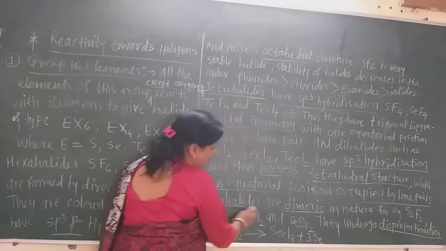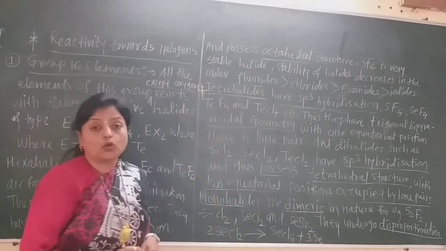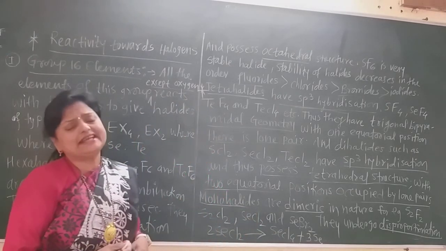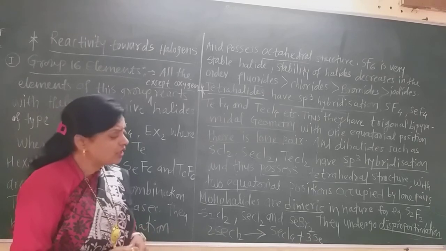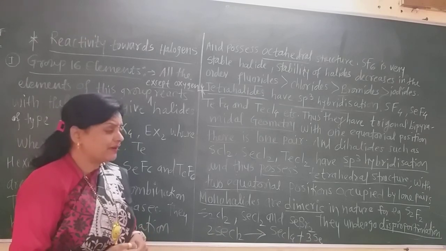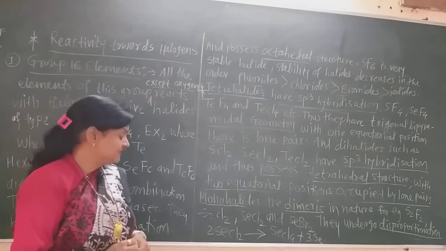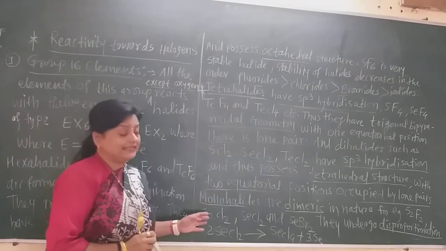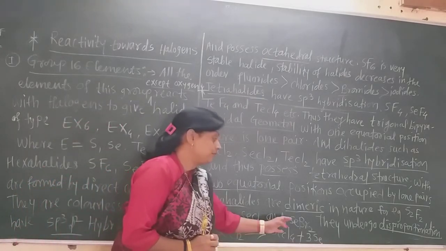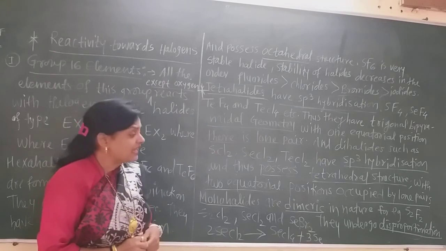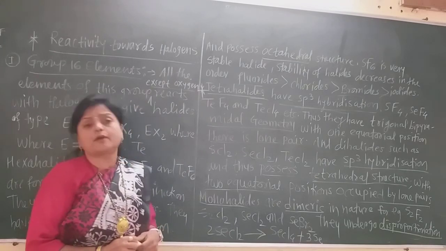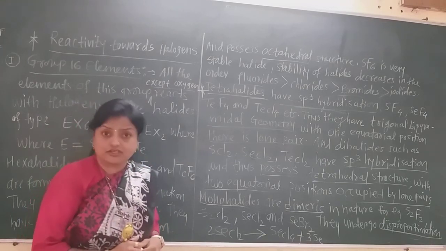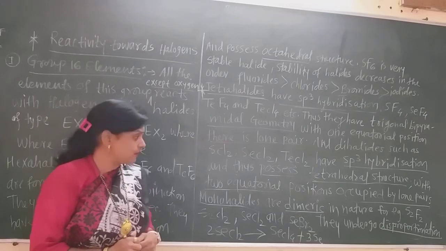The group 16 elements also have monohalides, but they have a dimeric structure. For example, sulfur dichloride, selenium dichloride, selenium dibromide, and so on, and they undergo disproportionation. What is disproportionation?